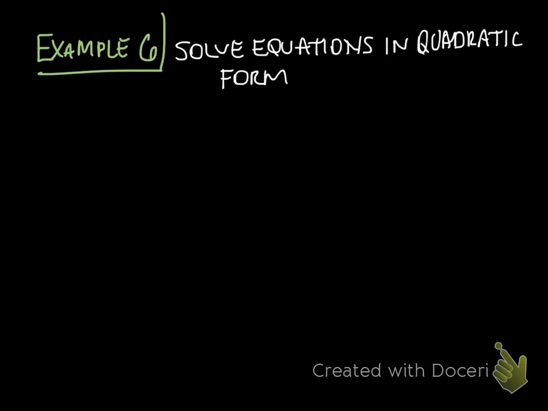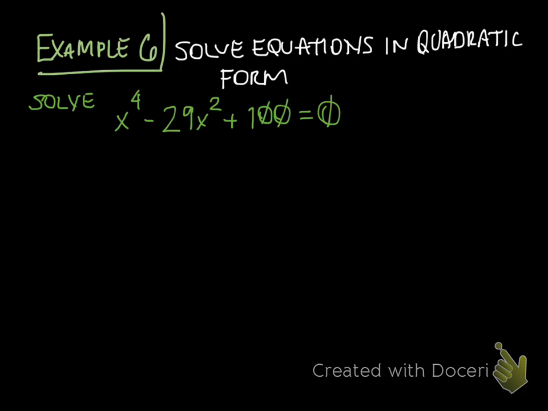Okay, so example 6, we're going to change it a little bit. We're going to solve equations in quadratic form. And this is what I was talking about, the difference between factoring and then solving equations by factoring. It's just slightly different. So in this example, we're going to look at x to the 4th minus 29x squared plus 100 equals 0. Now this is an equation. This isn't an expression. It's an equation because we have something that is being solved for.